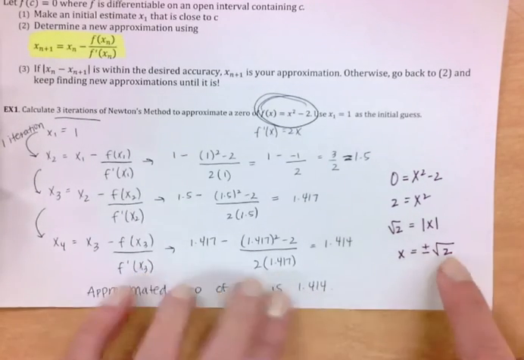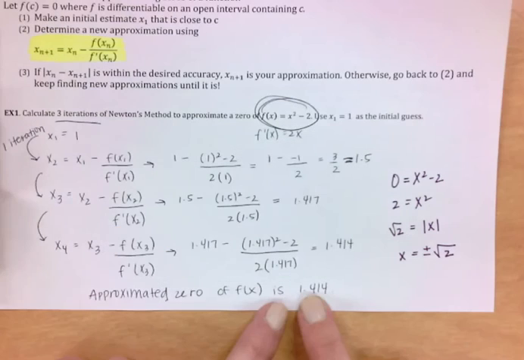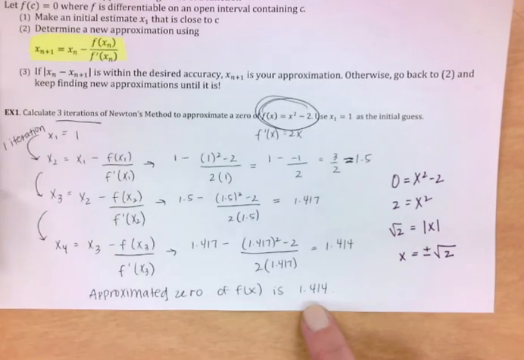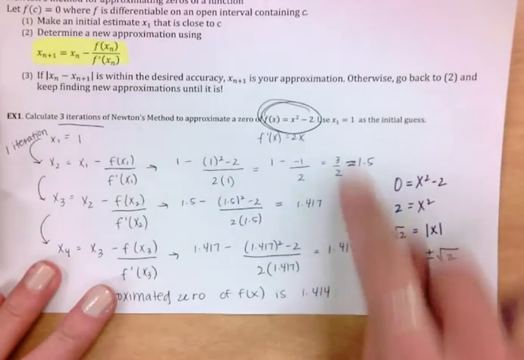Okay, and so yeah, we found the positive root. Because we started at 1, we found the positive root, and that's an approximation for radical 2. All right, so that is Newton's method.